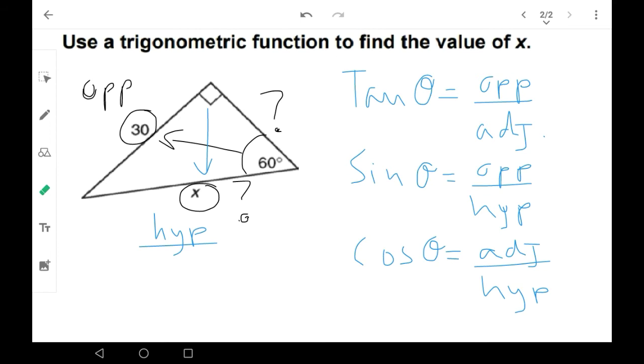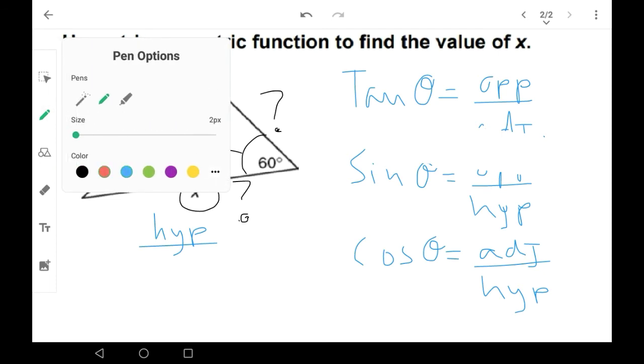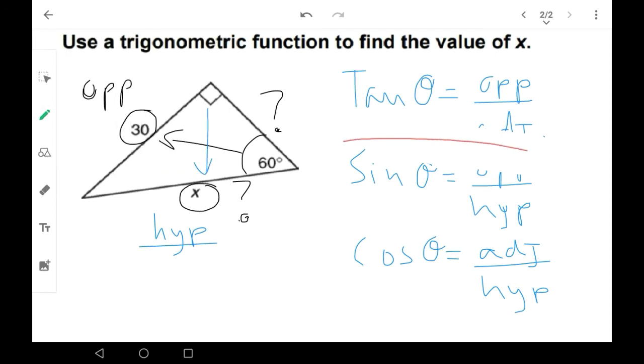So which of these three trigonometric functions uses the opposite and the hypotenuse? Let's see. So I can use this one. I can use this one as the correct one, right? So I can say that this is the correct one, since here I have opposite, right? So the correct function would be sine of the angle, opposite over hypotenuse.